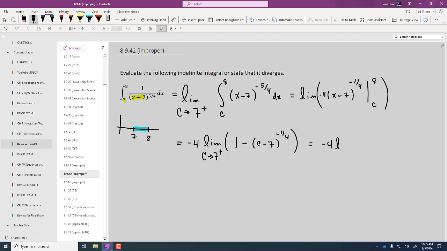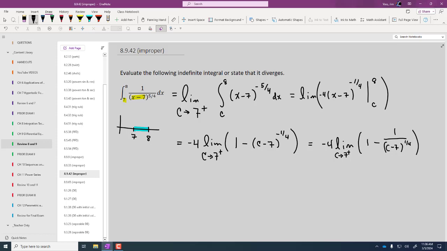So that one term, let's try to rewrite this. Let's maybe write it like this, just so it's more obvious what's happening. If you get rid of the negative exponent and put it in the denominator, it's going to look like that. So as c is going to 7 from the right, tell me this. Is c minus 7 positive or negative or either? Positive. Always positive, right? Because you're coming into 7 from the right.